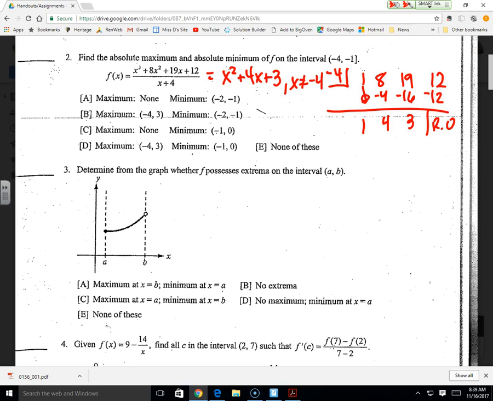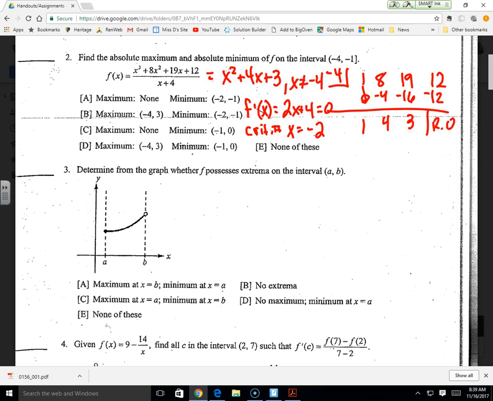Okay, we need critical numbers, right? So it's time to take the derivative of x squared plus 4x plus 3. That's 2x plus 4, and I set that equal to 0. What's my critical number? Negative 1 times... wait, be careful. -2. Gotta be careful with algebra tomorrow. -2.